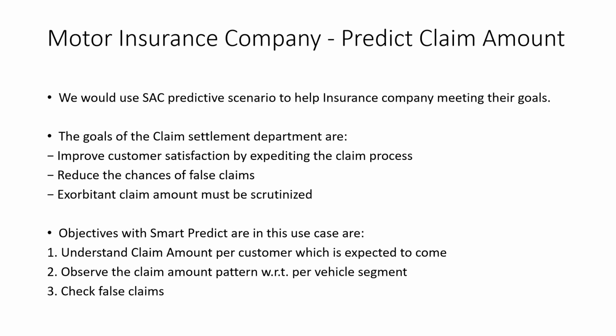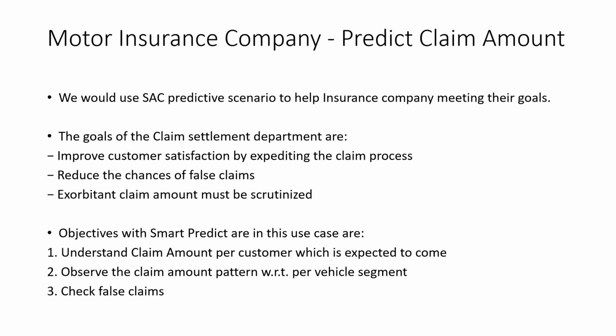So my agenda is to predict the claim amount of the customer. Based on that, the claim department will settle the claims. If it is within the range, they will auto settle it. If it is much above the range, they'll go for an inspection. They will also check for customers who might have a high chance of making false claims. So this is the basic agenda of my claim settlement department, and our agenda is to understand the expected claim amount per customer, the claim amount pattern with respect to vehicle segment, and to check for false claims. These are the objectives of our Smart Predict scenario.